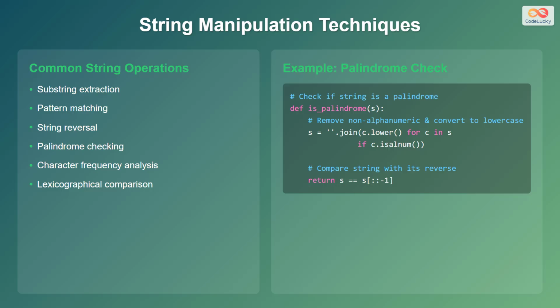Let's examine an example of a palindrome check using a Python code snippet. This code defines a function isPalindrome that checks if a string is a palindrome. It removes non-alphanumeric characters, converts the string to lowercase, and then compares the string with its reverse.